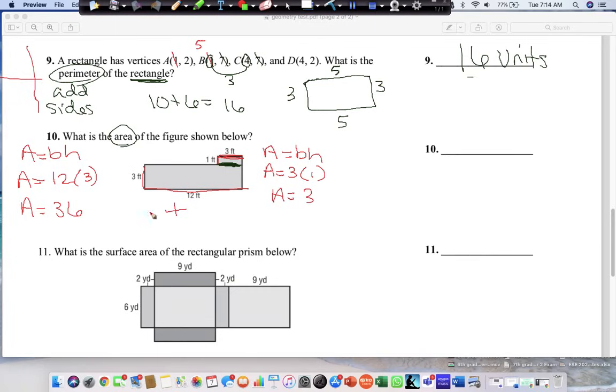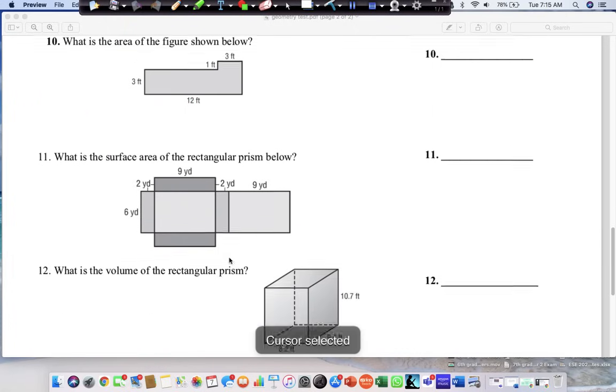And then you just add those together because this is one big shape altogether. This is your bottom rectangle, and this is your top rectangle, but we want to know the entire shape, which means we need to add all of this together. So we're going to add 36 plus 3, which gives us 39. So 39 feet squared, because we are talking about area here. So our answer for area is always squared.